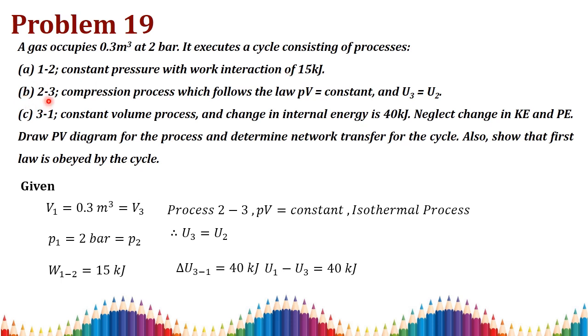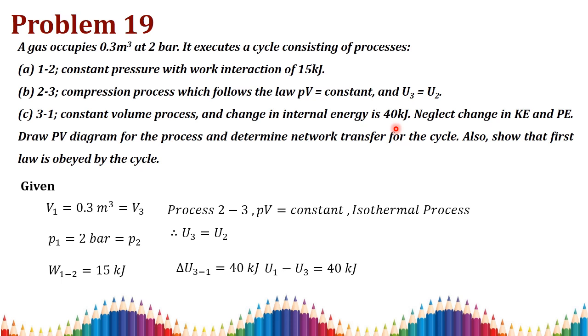The second process, 2 to 3, is a compression process that follows the law PV equal to constant. So we know PV is equal to constant, so it is an isothermal or constant temperature process. Here we have the condition U3 is equal to U2. Then the third one, 3 to 1, is a constant volume process. So the first one is a constant pressure process, the second one is a constant temperature process, and the third one is a constant volume process. Here the change in internal energy is 40 kilojoule. We have to neglect the change in kinetic energy and potential energy.